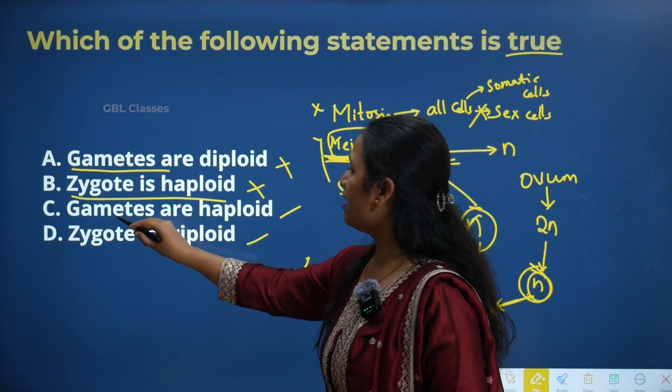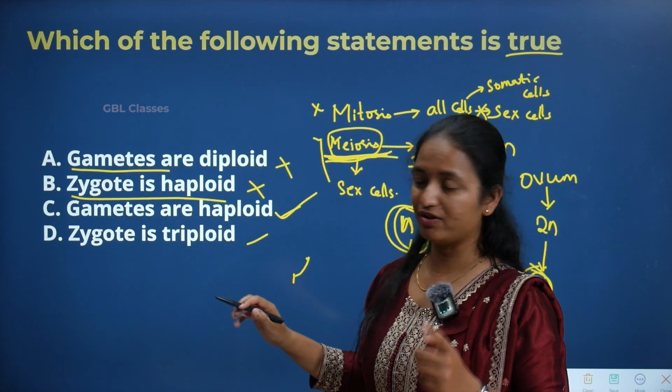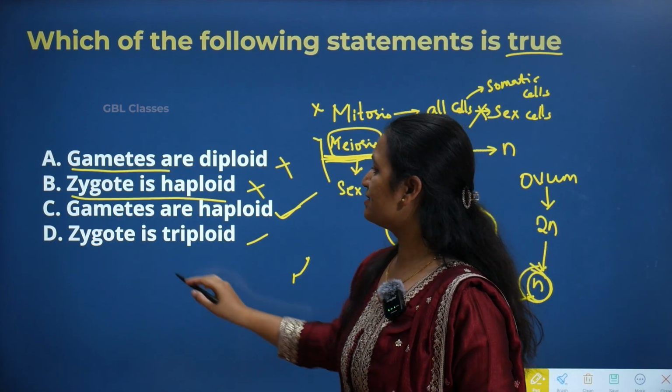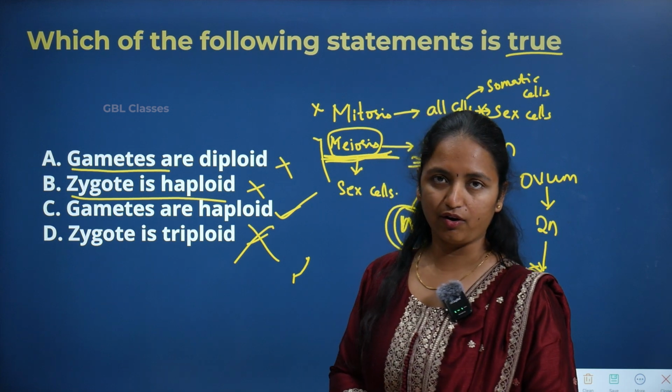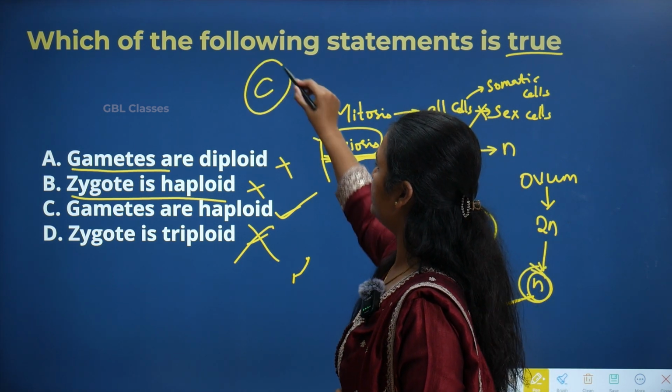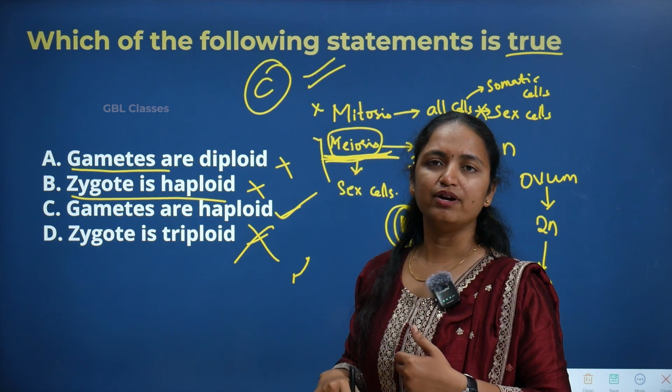Gametes are haploid, yes, because of the process called meiosis. Next, zygote is triploid. This is absolutely wrong. So the answer for this question will be C. Gametes are haploid in number.